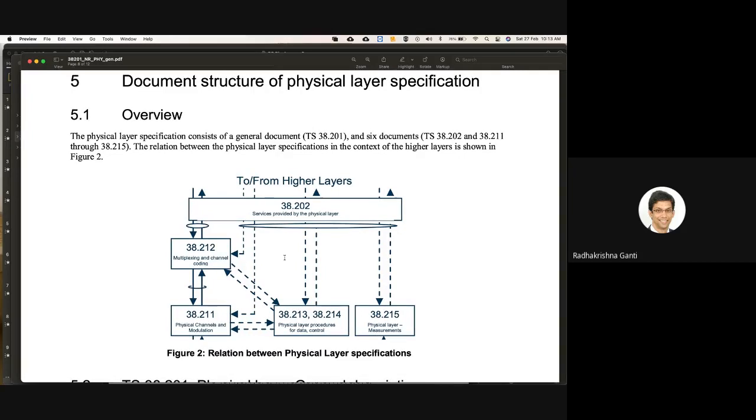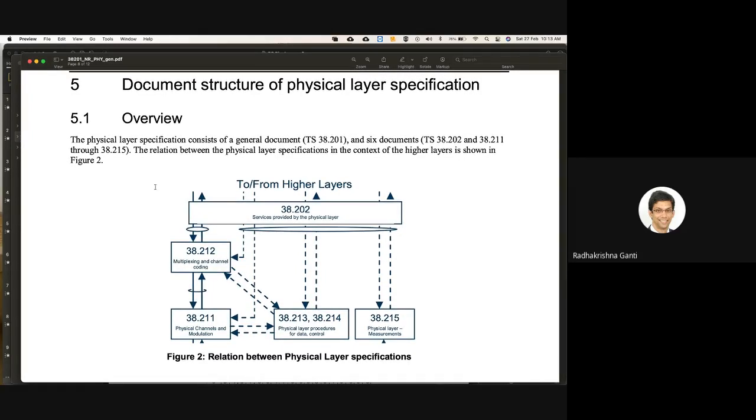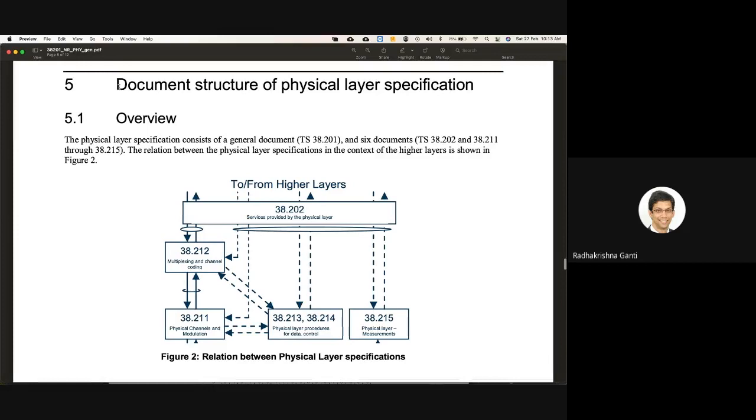So this is a very important thing. This is 38.201, which was an introductory document. It gives an overview of all the documents for physical layer, what they do and how they are related to each other. Then there is 38.202, which is again a very small document, about 3-4 pages, which talks about what services the physical layer provides to the higher layers, which is the MAC in this case. It tells that it takes transport blocks, processes them, and gives back transport blocks. That is what 38.202 specifies.